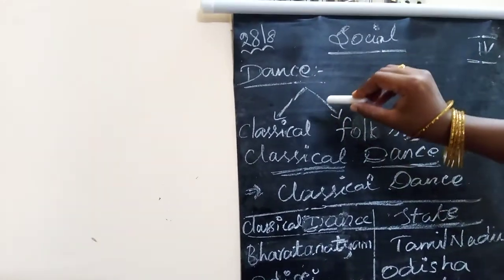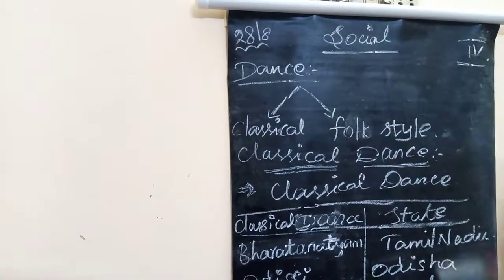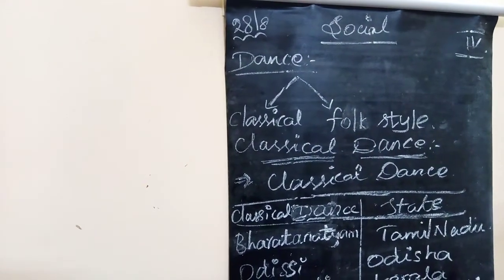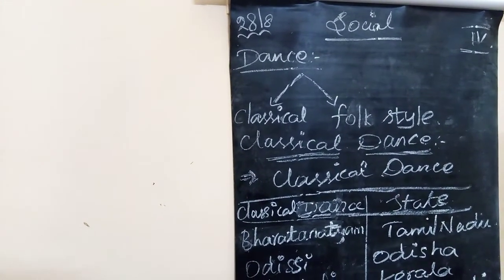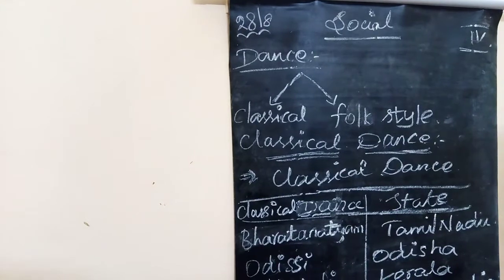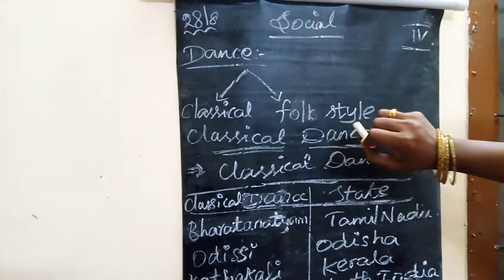And dance, what is the spelling of dance? D-A-N-C-E, dance. Dance is one important thing, and it is a good exercise also. Dance is classified into two categories. One is classical dance, and the other is called folk style.